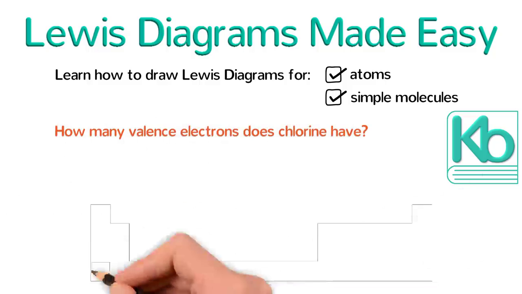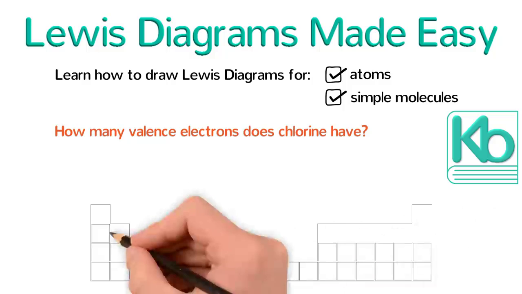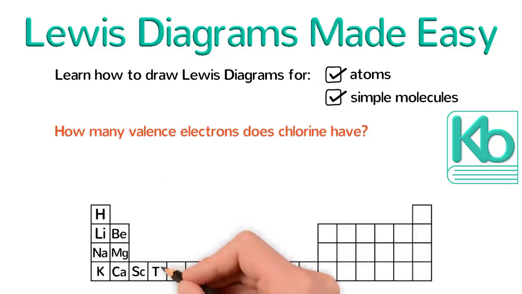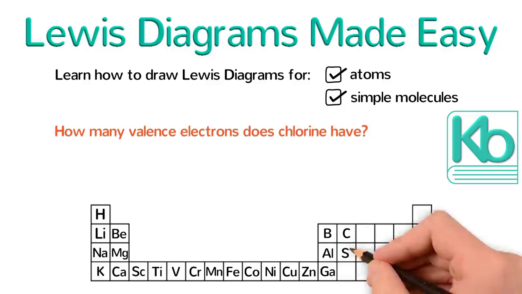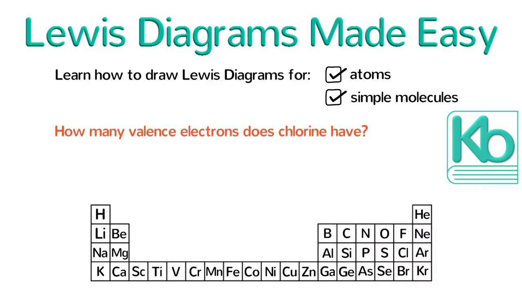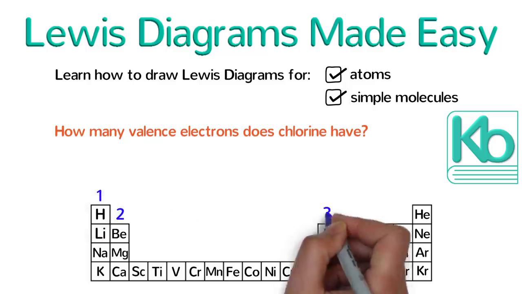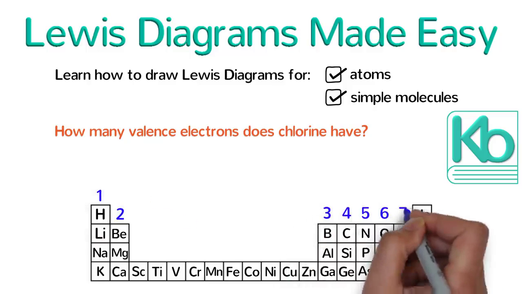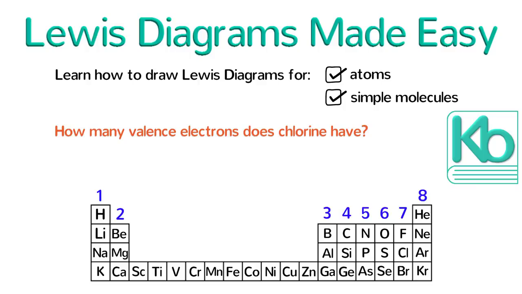In order to answer that question, we need to look at the periodic table. Remember that within any given column, all the elements have the same number of valence electrons. To get that number, all we need to do is count the columns starting from the left. Skip the transition metals and remember that the only exception to this is helium, which has only 2 valence electrons, not 8. Now, find chlorine in the periodic table.